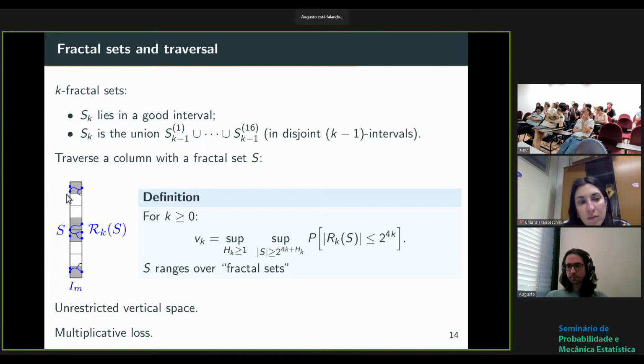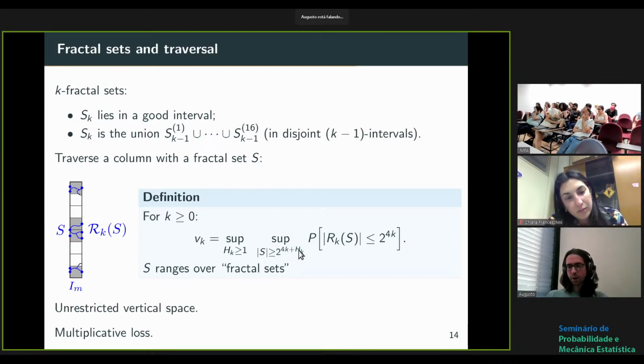So now we know what kind of army we are dealing with. And the most important definition in the talk, in the second part of the talk, is that of VK. It's the probability that for some type of thing you want to cross, some defect, and some army that should be enough to cross that defect because it has size 2 to the 4k plus the size of the defect, you don't end up with a big remainder. So RK is how much you're left here in the right.